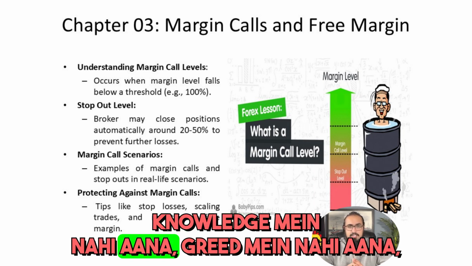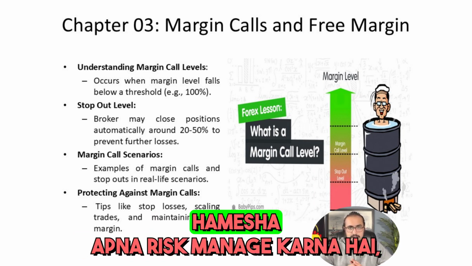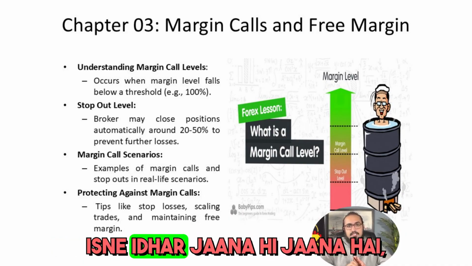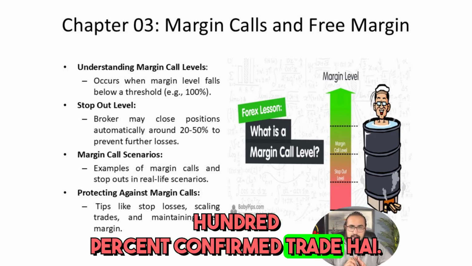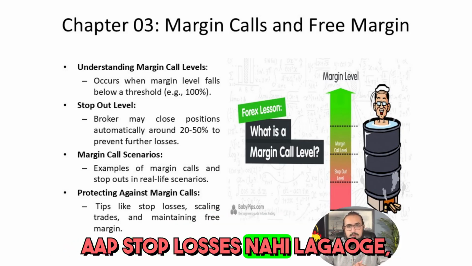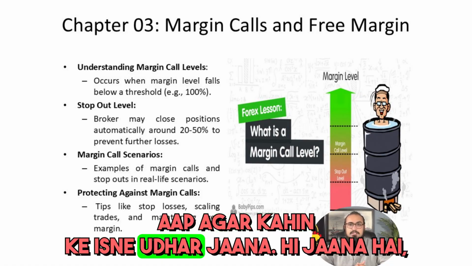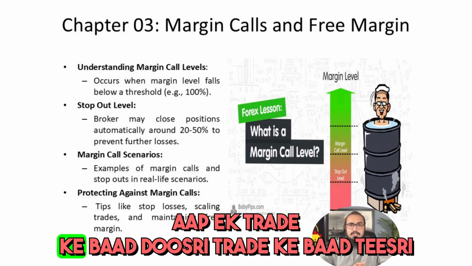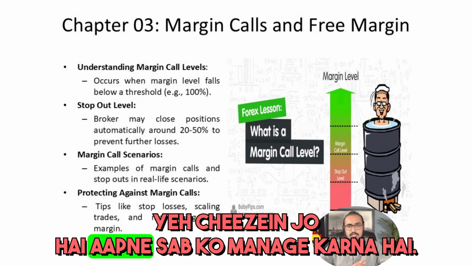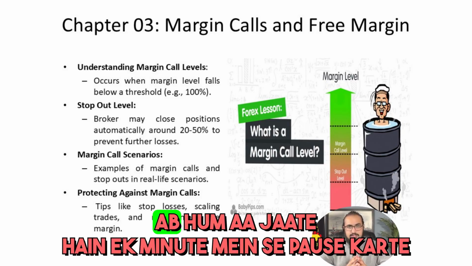Keep the lot size small. Do not be greedy. Do not get into the grid. Always manage your risk. Never think that this cannot happen. It will definitely happen. It is not a 100% confirmed trade. When you think automatically, if you do not set a stop loss, if you say it has to go up, after one trade, then another trade, then a third trade, you keep placing them in the same direction. So you have to manage all this.